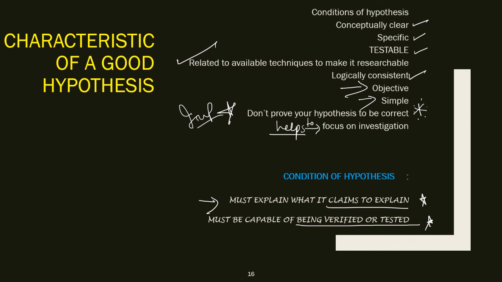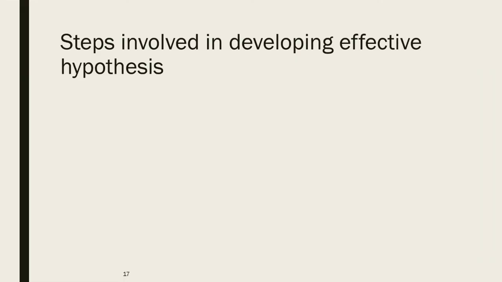All right. Now, let us discuss what are the steps involved in developing an effective hypothesis. First of all, you need to review your information so far and decide what information is important and how it is going to help you develop your hypothesis.